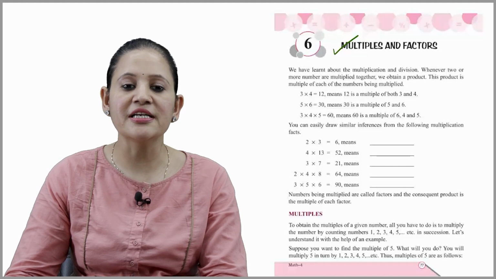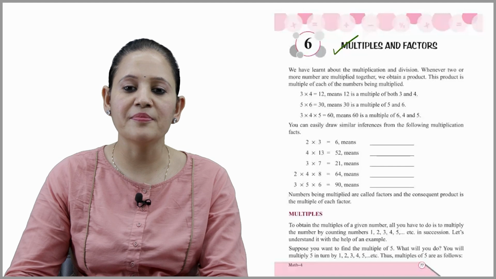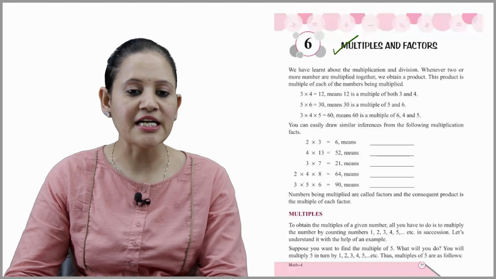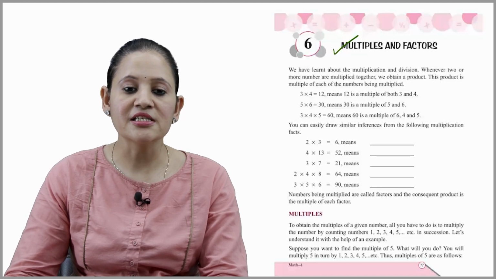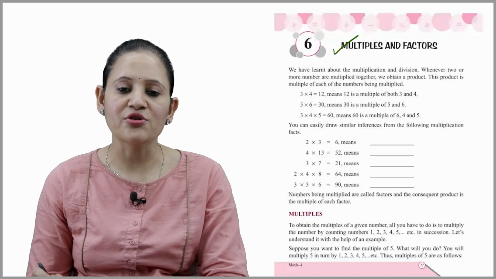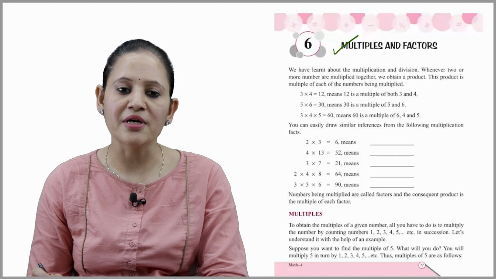This product is the multiple of each of the numbers being multiplied. Means जिस नंबर को भी मल्टीप्लाई किया जा रहा है, उस नंबर का वो क्या होगा? मल्टीपल. Like 3 into 4, that is 12. Means 12 is the multiple of 3 and 4 both. 5 into 6, that is 30. That means 30 is the multiple of 5 and 6 both. Clear? You can easily draw similar inference from the following multiplication fact.